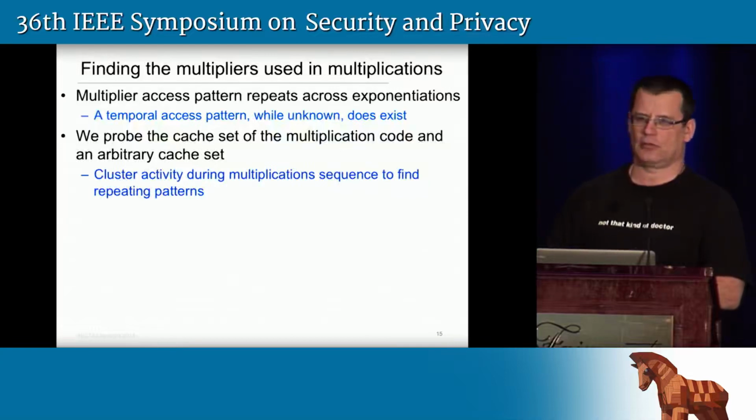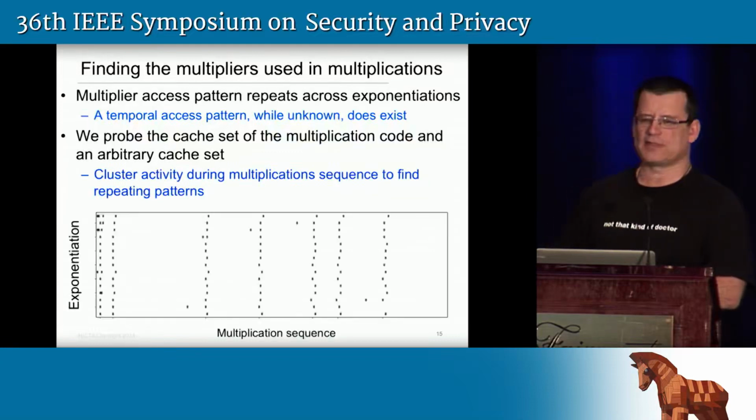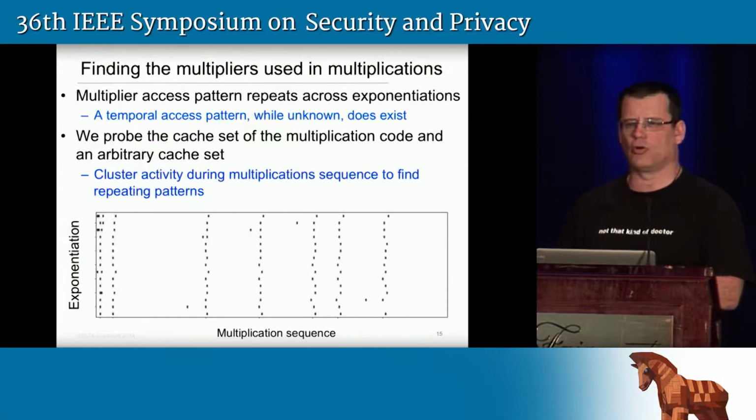traces, and we run a clustering algorithm based on the edit distance between them. And we get something like this. This is a single cluster. So each row is a trace of an exponentiation, and the horizontal line is the multiplications in the exponentiation. The position is dark if in that exponentiation we saw activity in that cache set during the multiplication. And from here we can see that we have a pattern.